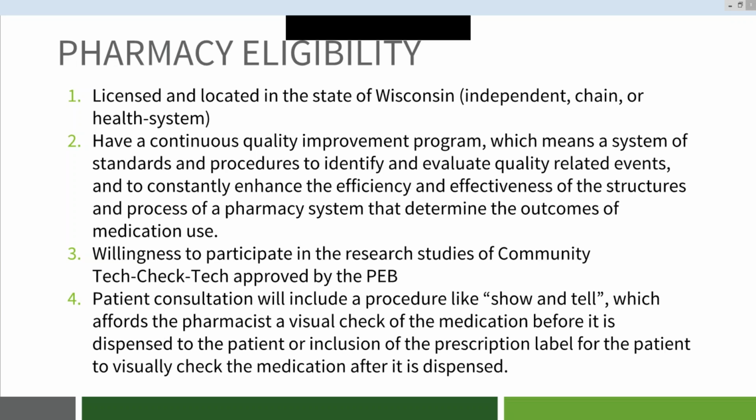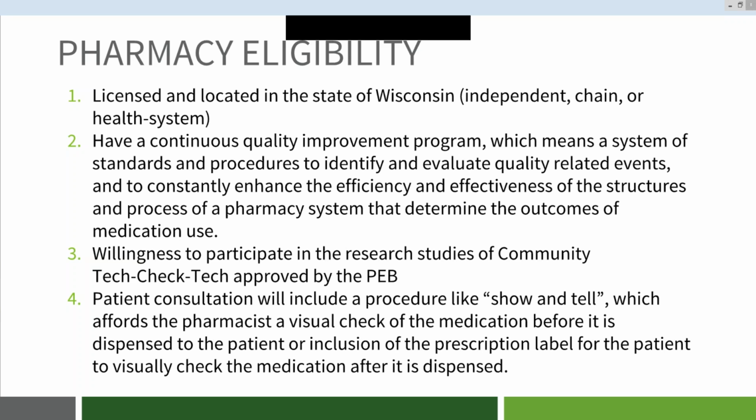Pharmacies are considered eligible for the pilot program if they meet the following criteria. The pharmacy is licensed and located in the state of Wisconsin. The pharmacy may be an independent, chain, or health system community pharmacy. The pharmacy has a continuous quality improvement program in place, which means a system of standards and procedures to identify and evaluate quality-related events and to constantly enhance the efficiency and effectiveness of the structures and process of a pharmacy system that determine the outcomes of medication use.